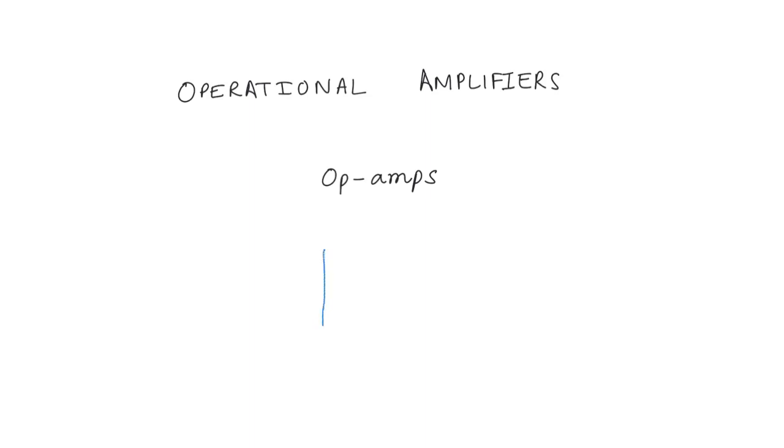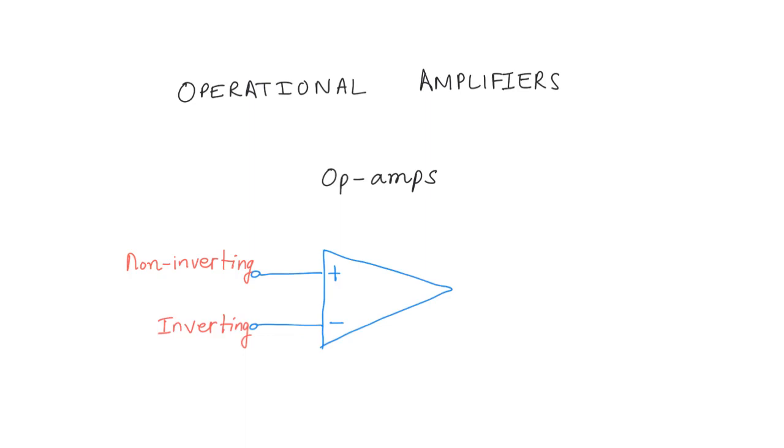So the symbol for an op amp is basically a triangle, and it's got two inputs. One is called the non-inverting input, and this is called the inverting input. So let me just write those names. So this is the non-inverting input, and this is the inverting input. Now the non-inverting input is marked with the plus sign, and the inverting input is marked with the minus sign.